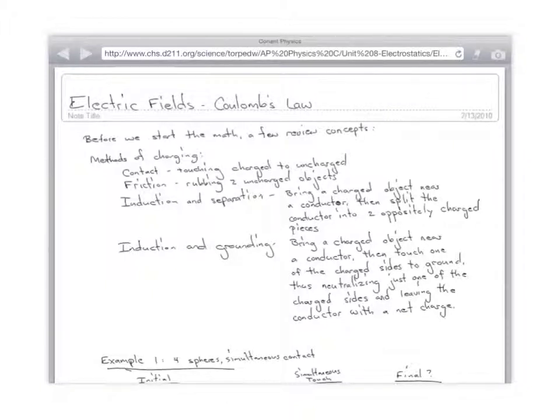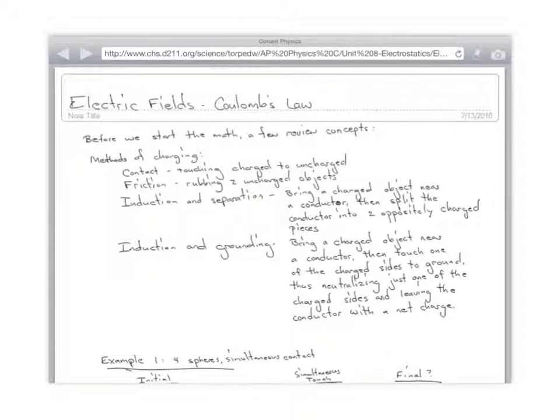The kind of charging we're talking about is the kind where you wear a pair of wool socks, rub your feet on the carpet, and then shock your little brother or sister. That's the kind of charging we're interested in. Of course, that involves actually gaining or losing electrons to give yourself a negative or a positive charge.